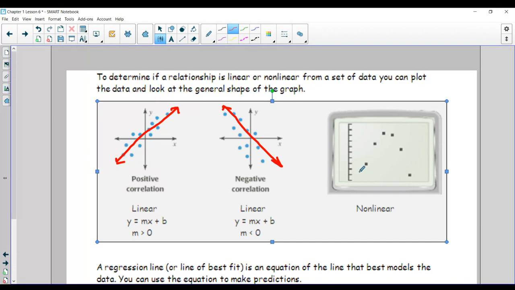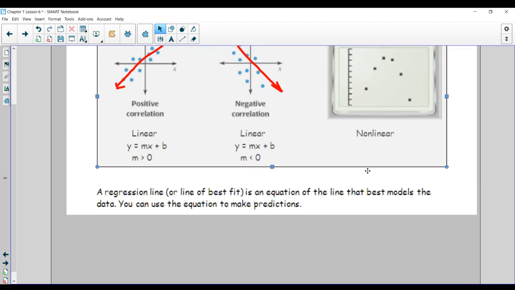Now this one here, can't really draw a line. I mean, I guess you could sort of draw one here, but that's not a very good representation of that. You can tell that the points start to go up and they come back down. So that would be considered nonlinear. We'll eventually use the calculator to determine whether a linear fit's a good one or not. That'll be in the lessons after that.